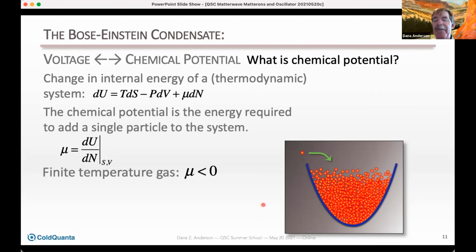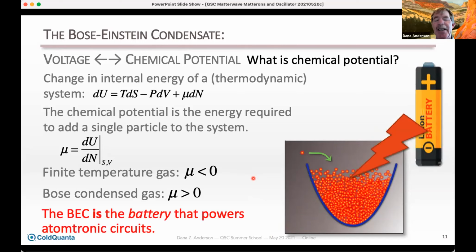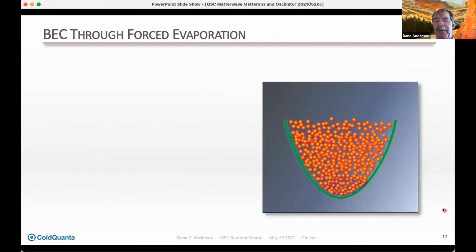So for any finite temperature gas, the chemical potential is negative. However, for a Bose condensed gas, the chemical potential is positive, which means if you want to drive a circuit, the BEC is the battery. That's all it is. It's very exotic to us in many respects, but for our purposes, it's just a battery that powers the circuit because it has positive chemical potential. Okay, so BEC is just the battery.